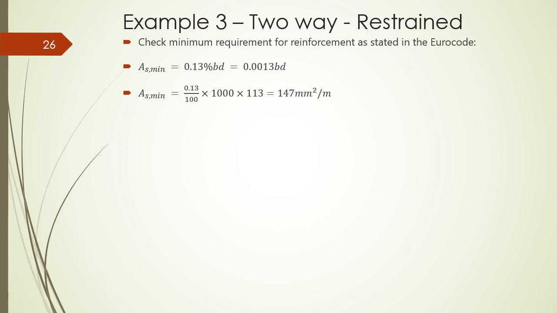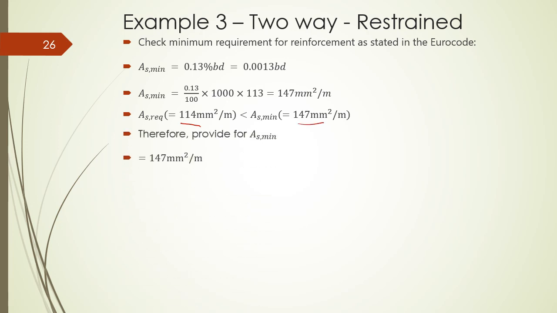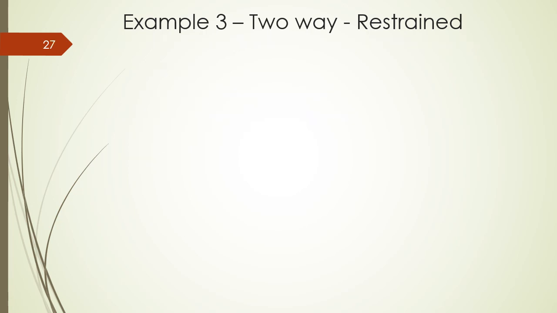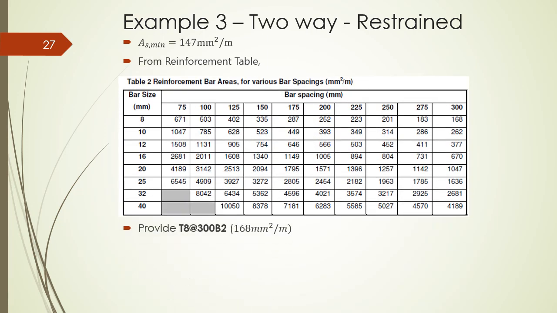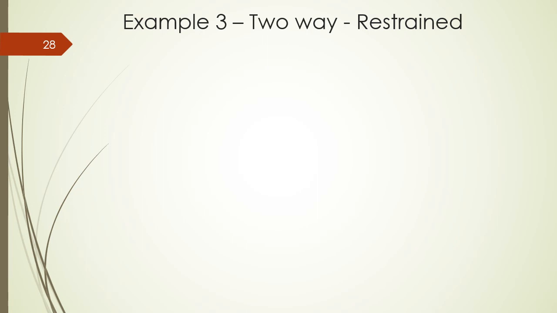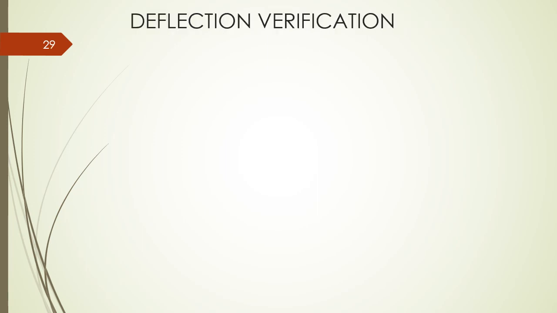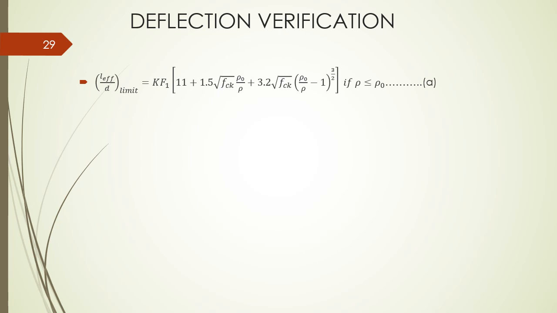Compare this with the minimum requirement As,min, and we find that 144 is less than 147, so we provide for the greater of the two, which in this case happens to be As,min, so provide for 147. So for 147 millimeters squared from table 2, we get T8 at 300 bottom 2 gives us 168, which is more than 147, so we can go ahead with T8 at 300 bottom 2. As usual, you can provide a sketch at this point, or you could first verify deflection before you sketch, which is what we'll do this time around.